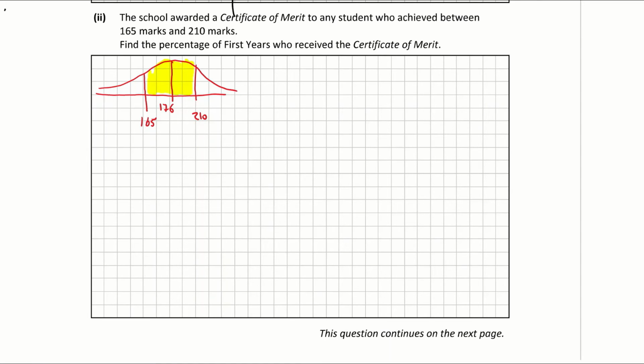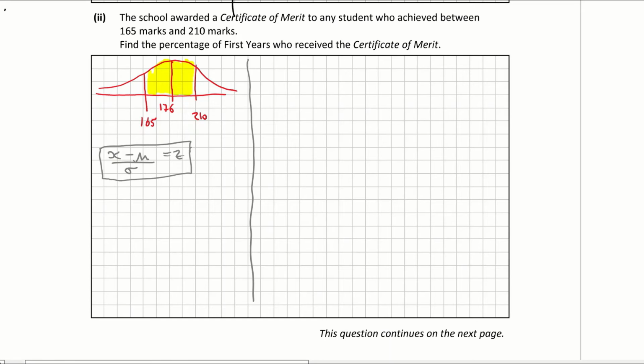I'm using my log tables again, my standardizing formula, page 34, which is x minus mu over standard deviation equals z. So I'm drawn to page 34 for that. And let's have a look at it. We need to do it out twice, basically. So we need to do it out for the 165 marker, and then for the 210 marker. So I'm doing out my formula twice.